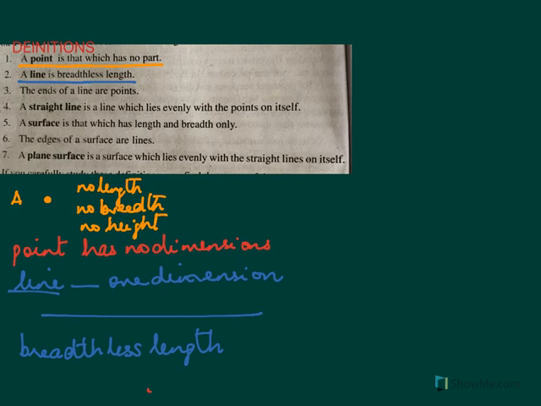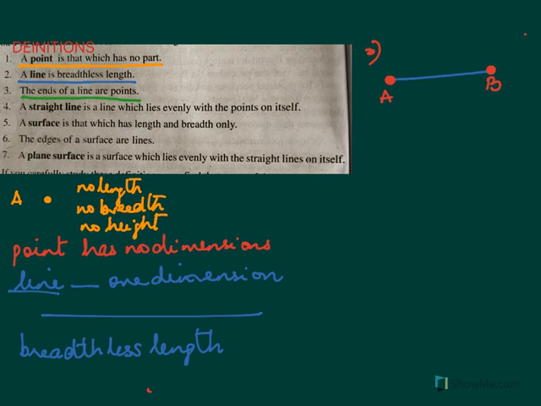Now for the next one, the ends of a line are points. Now here I draw again the same line here. Now this line, and if I want to draw their ends, it would be a point, one end here, one end here. That would be the ends of the line, say point A and point B. So this is the third one, which says the ends of a line are points.